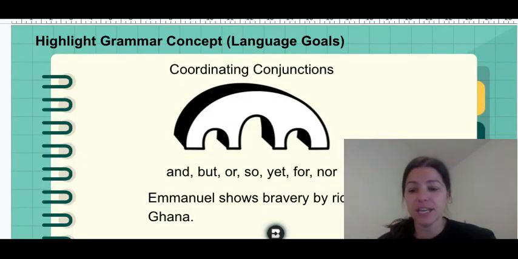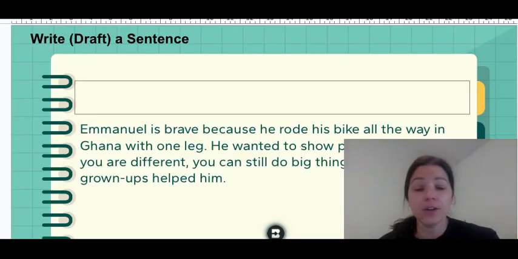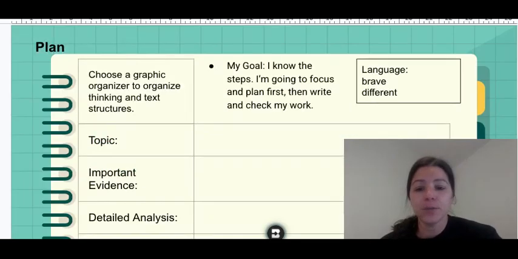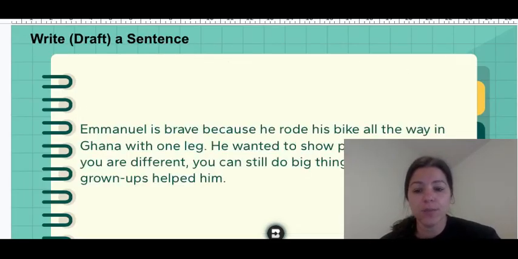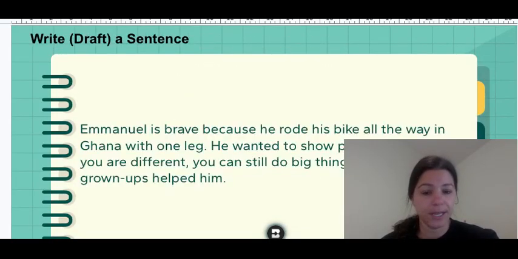And then the expectation is that as your students are drafting or writing their sentence, they are going to use coordinating conjunctions in their sentence. So the organizer is going to support them with producing their draft. And they are including their grammar concept that you taught them, and they are going to include it in their draft.